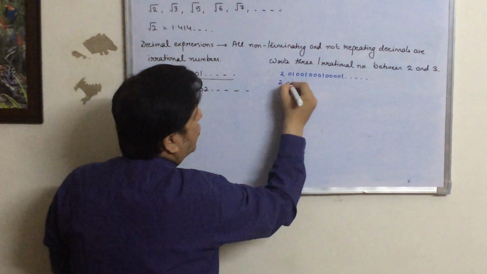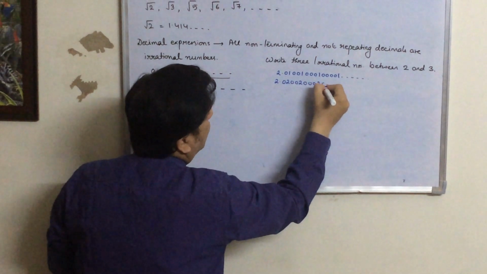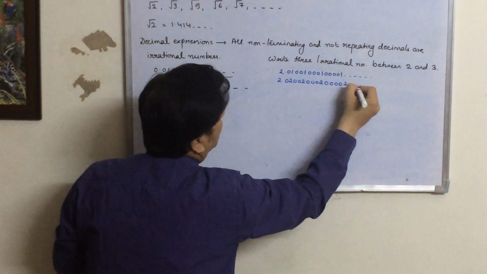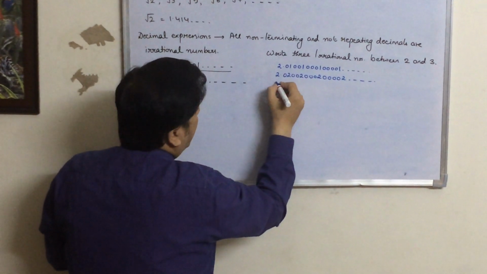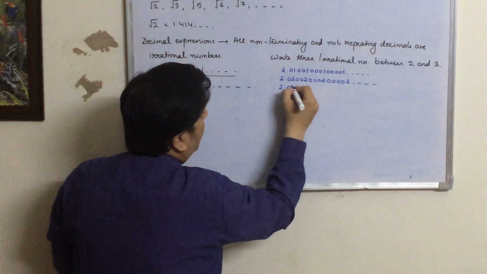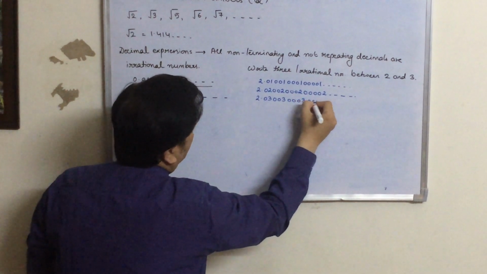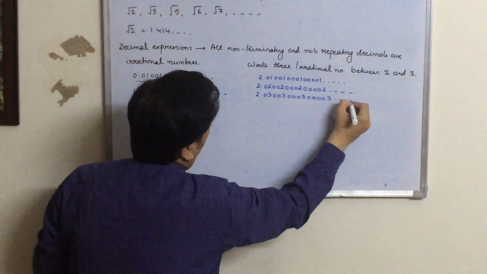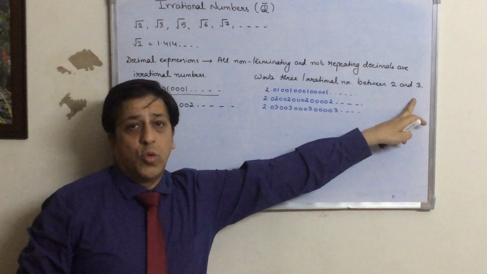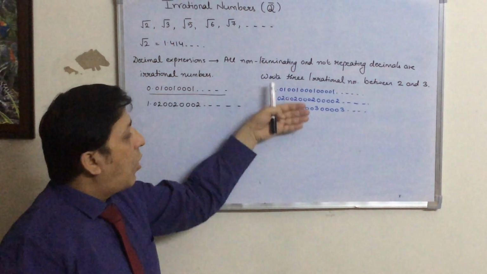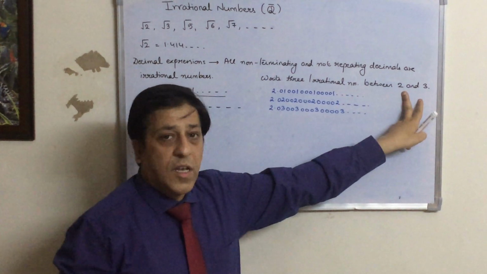The second can be 2.02, 002, 0002, 00002 dot dot dot. This is the second irrational number. The third we can write as 2.03, 003, 0003, 00003 dot dot dot. So these are the 3 irrational numbers between 2 and 3. We can go about writing infinite numbers between 2 given numbers.